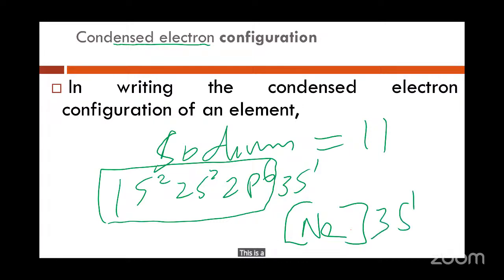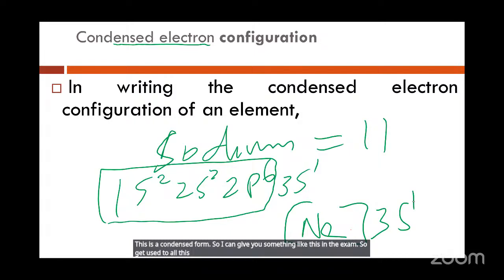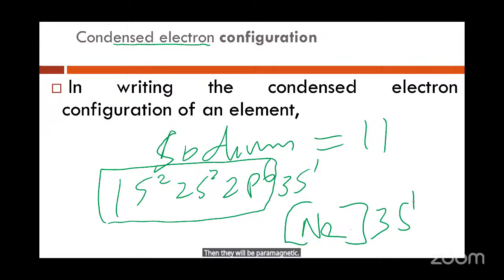So I can give you something like this in the exam. So get used to all this. And what makes it paramagnetic? Because it has unpaired electrons. Once they have unpaired electrons, then they will be paramagnetic. But if the electrons are paired, then they will be diamagnetic. If all the electrons are paired, then they will be diamagnetic. But if you have one of them that is unpaired, then they will be paramagnetic.